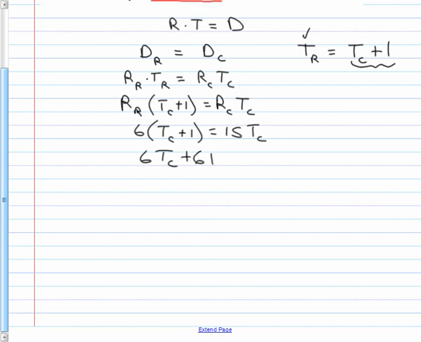I'm just distributing here. 6 times 1 is called 6, not 61. So I'm going to subtract my 6. 6 equals 9t. And then if you wouldn't mind dividing for me, how long was the cyclist gone? You can even give it to me as a reduced fraction if you want. Yeah, divide by 9 once you reduce 6 over 9 for me. 2/3. 2/3 what?